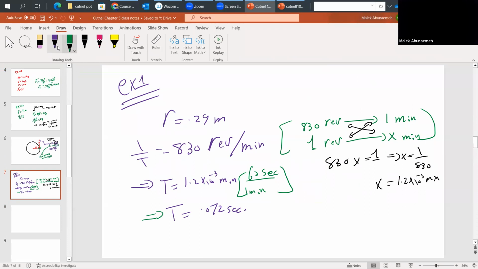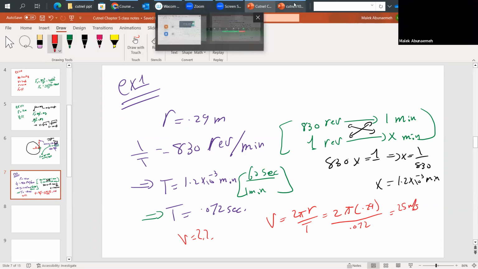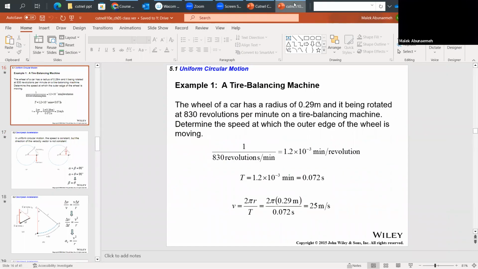We are looking for your velocity. And notice that the velocity is going to equal the circumference of the circle, 2 pi r, divided by your period. So it'll be 2 times pi times your radius, which is 0.29. Divide that by 0.072. And we should get 25 meters per second. That's what we got.